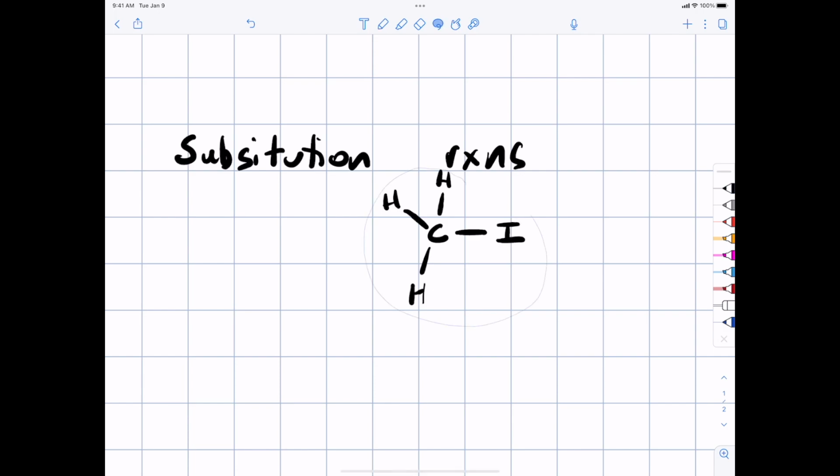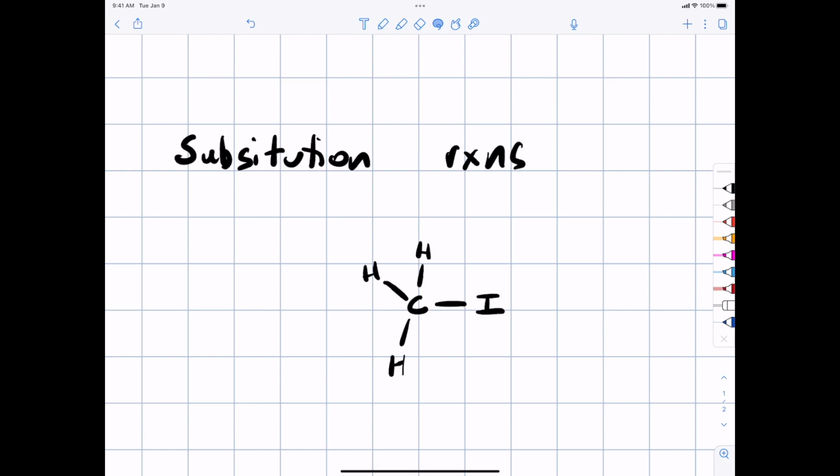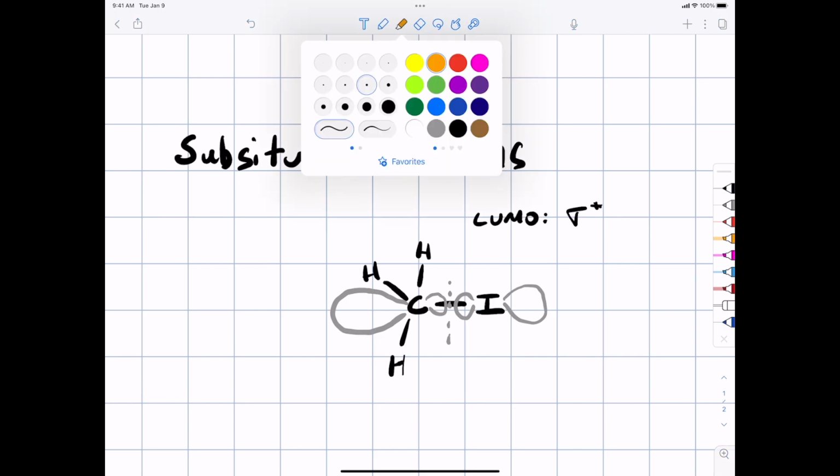Iodide is not particularly electronegative, but it is large. And carbon iodide bonds are long and relatively weak. And if a bond is weak, that means that its sigma star is low in energy. So I'm going to use that as the LUMO. If you have not yet been able to predict that the carbon iodide sigma star is the LUMO, that's okay. We're going to develop some tools in chapter 2 and in other chapters to help you with that.